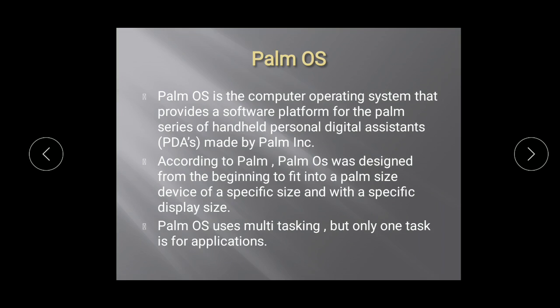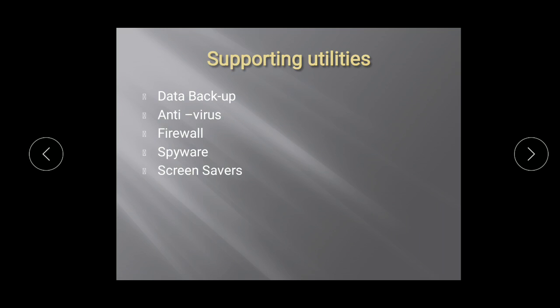So palm size means what? The thing which you can hold in your palm, that is in your hand, so that you can access it while holding it in your hand, that is called a palm device. And Palm OS uses multitasking, but only one task is for application. So in the backend it processes many more tasks, but at one time only one application can be seen on the screen. So next is supporting utilities. So what are the utilities?